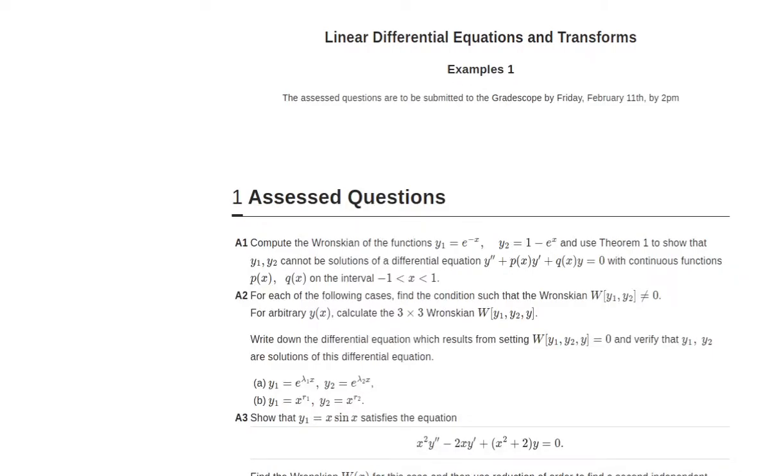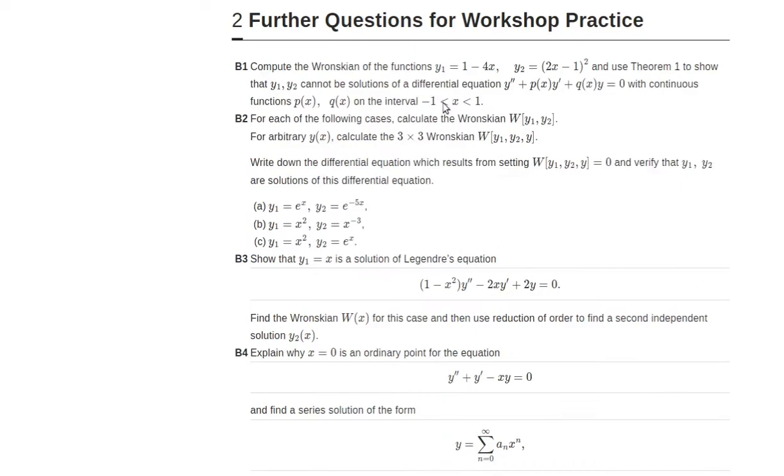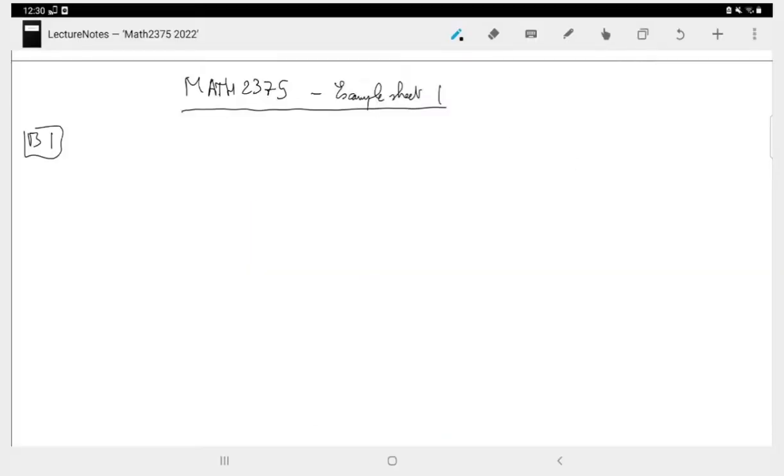We're going to be looking at the first example sheet of MATH2375, and in particular at the problem B1. Okay, so let's get started. In problem B1 we give you two functions which are y1 equals 1 minus 4x and y2 which is (2x minus 1) squared. And what we ask you to do, first of all, is to calculate the Wronskian.